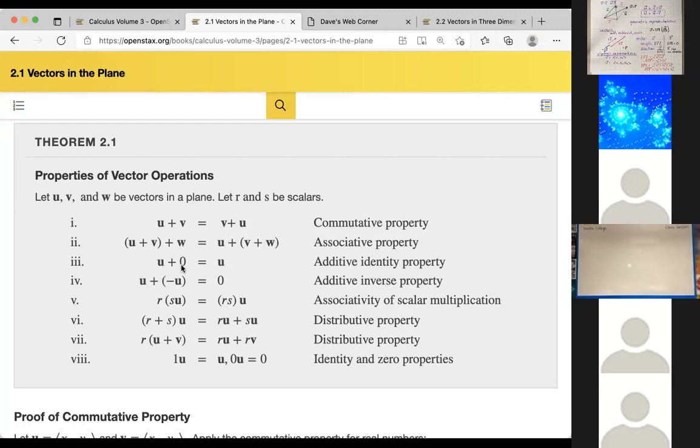Here's another one that you're very hooked on in algebra and arithmetic. 5 plus 0 is 5. Well, there's the same thing for vectors. The vector u plus the zero vector, notice he doesn't put a hat on this, but we're talking about vectors, is equal to the vector u. In other words, the zero vector doesn't change any vector when you add it to that. In arithmetic, you're used to 5 plus minus 5 is the number 0. Here, u plus minus u is the vector 0.